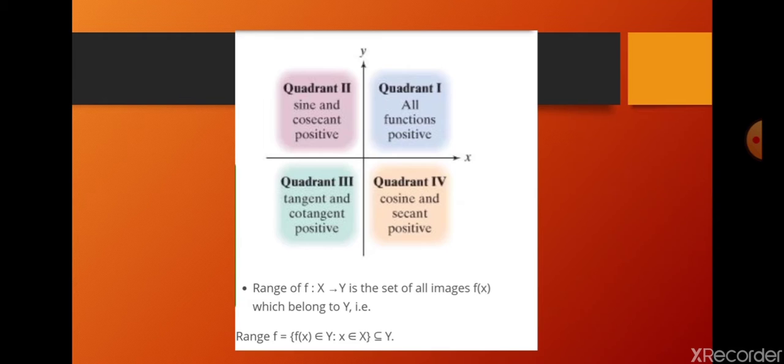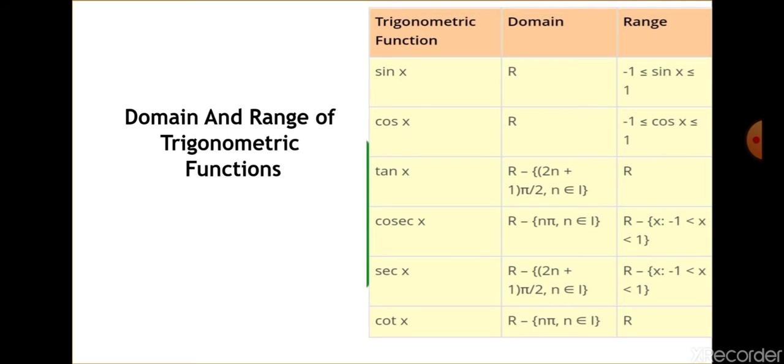The range of the function f from X to Y is the set of all images f of x which belong to Y. That is, range f equals f of x belongs to Y where x belongs to X. Domains and range of the trigonometric functions.